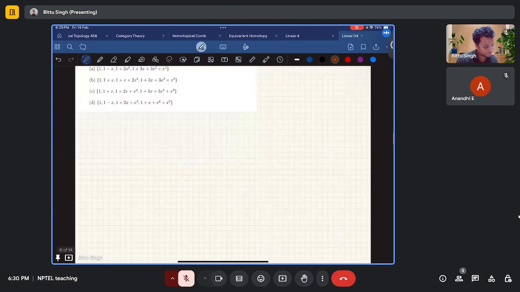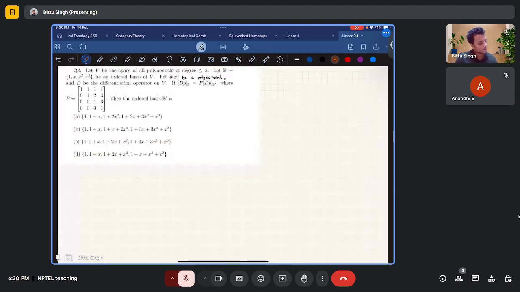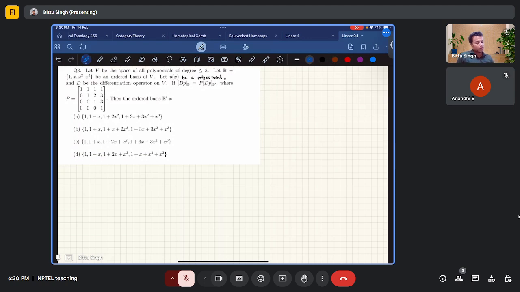Problem number 3. Again here B is the standard basis 1, x, x squared, x cubed, the standard basis of the polynomial space. V is the space of polynomials with degree less than or equal to 3.